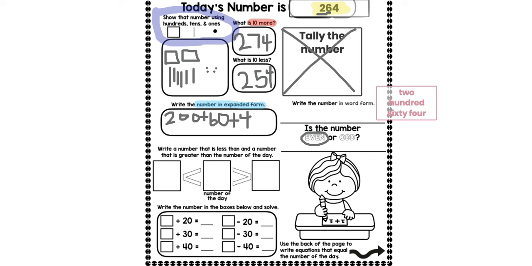Down here, write a number that is less than and one that's greater than the number of the day. So I'm going to put 264 in here because that's our number of the day. And then a number that's less than is 100, and a number that's greater than is 320.